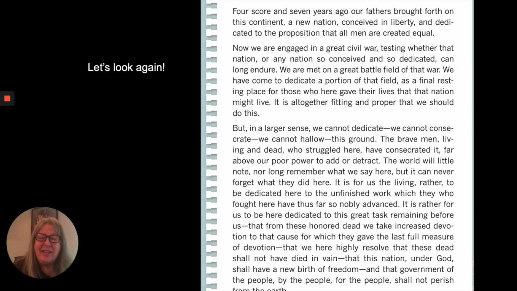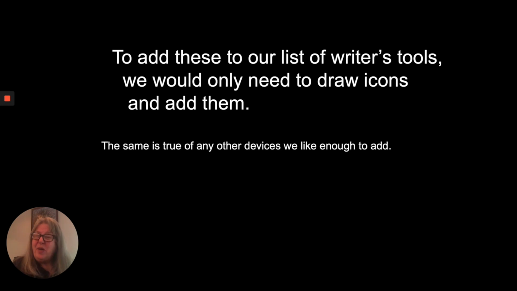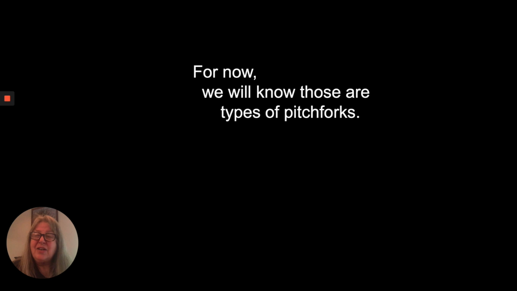But wait, there's more. So many rhetorical devices and so little time. Let's look again at the Gettysburg Address. Do you see in red, "we cannot dedicate, we cannot consecrate, we cannot hallow this ground"? Those phrases all start with the same word. Yes, it's a pitchfork. It's a specific kind of pitchfork. Anaphora is whenever phrases begin with the same word. Look at the ending: "of the people, by the people, for the people." Yes, that's a pitchfork. It's a special one called epistrophe, where the final words are the same. We could find a way to draw an icon for those last two, anaphora and epistrophe. And if you were in a class with students, you probably have some students there that could make a little icon for those. But for now, we're just going to consider them pitchforks.